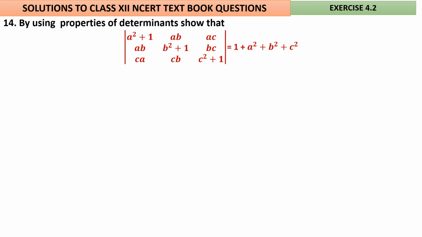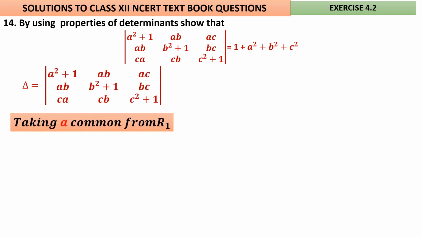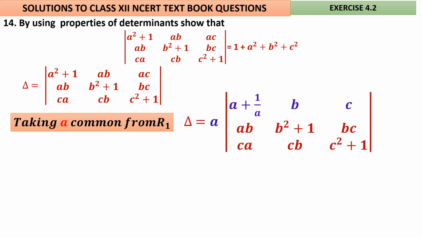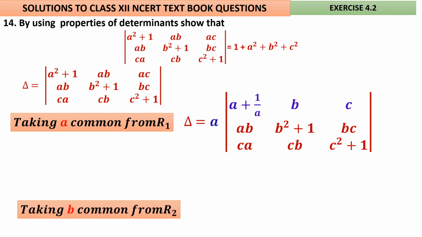Oh, this is another interesting question where the right hand side is not a product of factors. It is 1 plus A square plus B square. We have to do something different for this. Take A common from R1. From A square, we can take A outside. From 1, it will become 1 by A. From AB, it is B. From AC, it is A, therefore C.